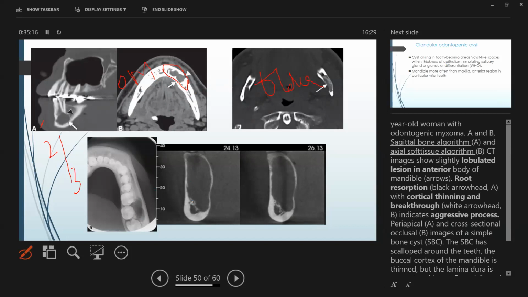So here you can see how in the axial, that is in the cross sections, the cyst is expanding within the medullary cavity, and it is not causing an expansion of the bone, the cortical expansion like that. So simple bone cyst and odontogenic myxoma should be your differential diagnosis whenever you diagnose OKCs. But again, simple bone cysts usually are not associated with unerupted teeth, but OKC is usually associated with unerupted teeth, and that's how you diagnose it.